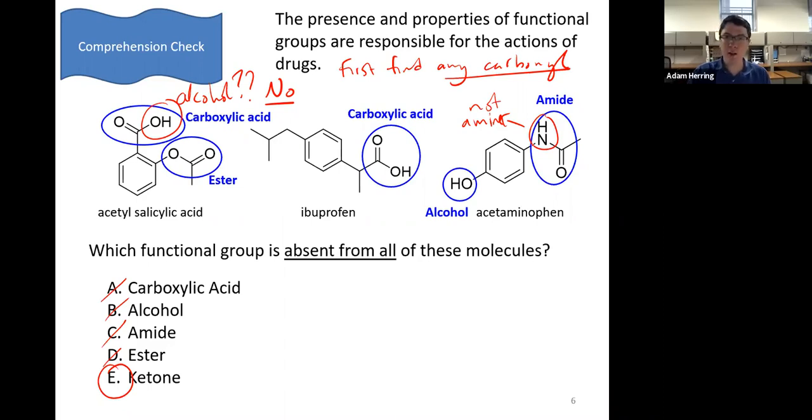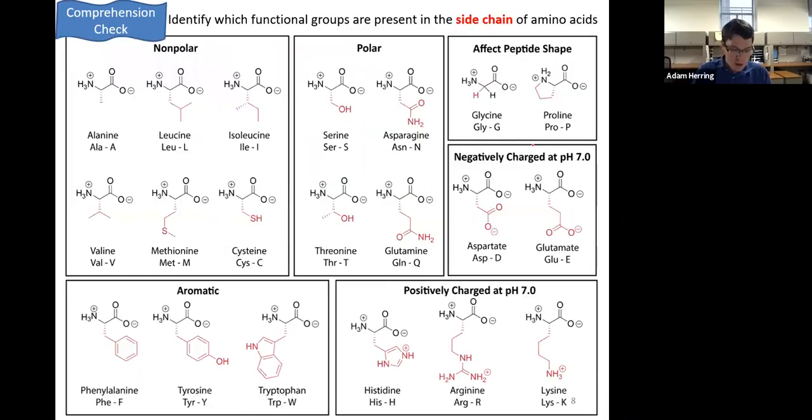Okay, let's try one more practice problem. Try and identify which functional groups are present in the side chains of the amino acids. Remember, on this slide, the side chains are all indicated in red. So pause the video and try this one on your own.